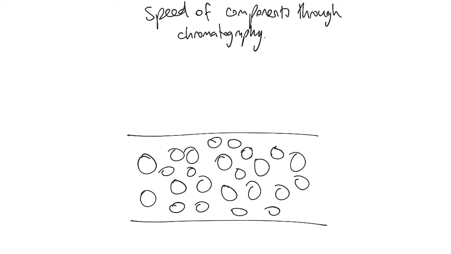This is Mr. Lim again here, and this is another special request about how components go through chromatography columns or things like that, and how their speed varies. So remember, in chromatography you're passing things through a stationary phase, and that's all these little balls here. This is the stationary phase.